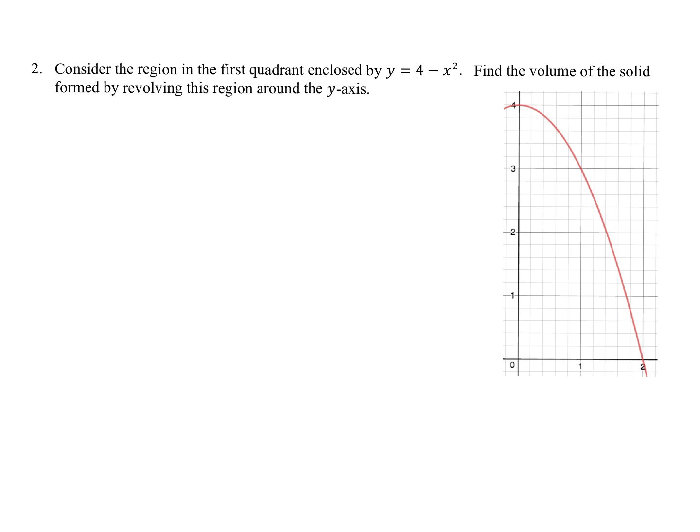They're talking about this region, and it's enclosed by, do you agree that this red graph looks like a negative x squared shifted up 4? Find the volume of the solid formed by revolving this around the y-axis. So now we're going around the y-axis, you guys. So I would go ahead and reflect that over the y. And then we have these cross sections.